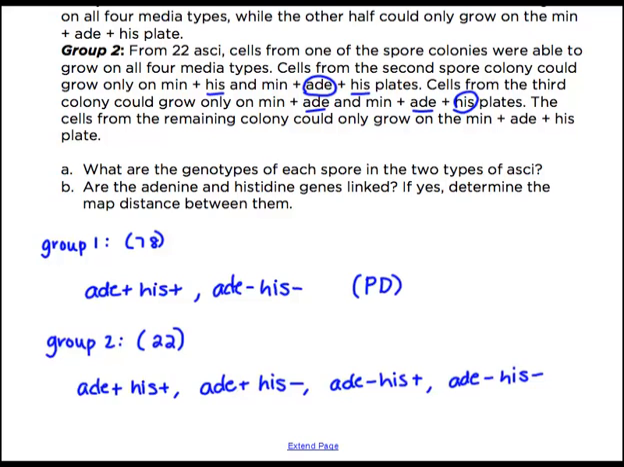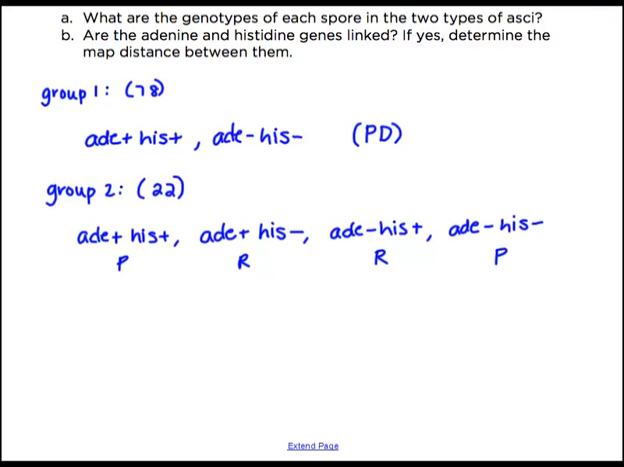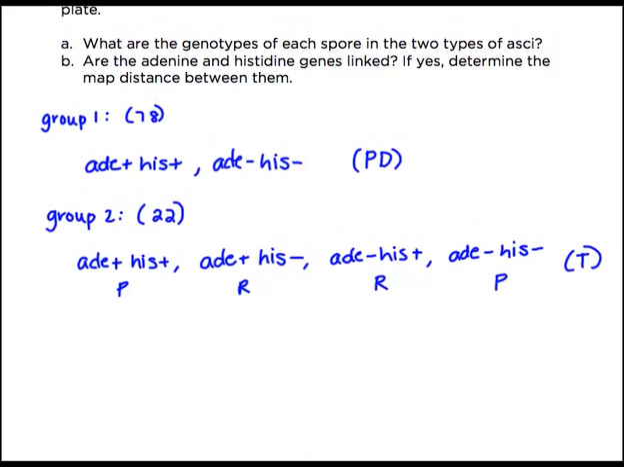So what do these represent? Well, ad plus, his plus, again, is parental, and ad minus, his minus is parental, but the other two are recombinant. So if there are 2 recombinant and 2 parental in an asci, that means that these are the tetratypes. So these are the genotypes for each spore in 2 types of asci.